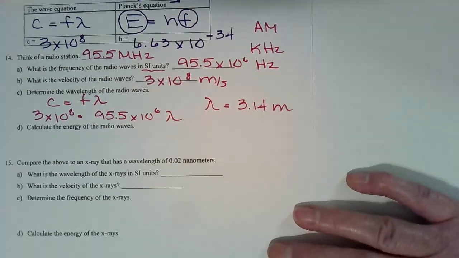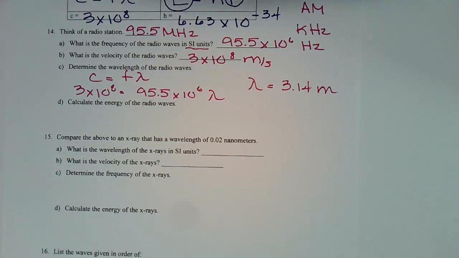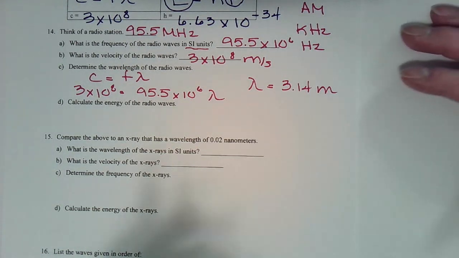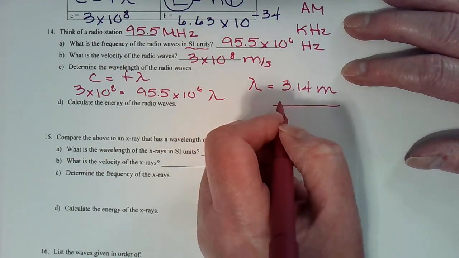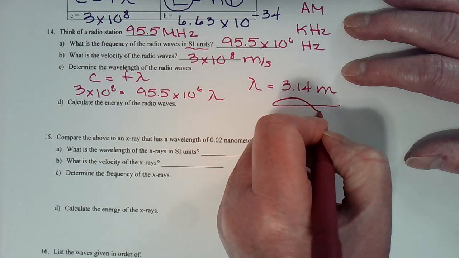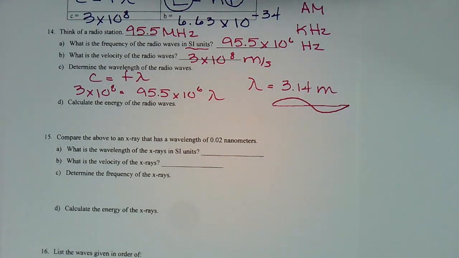3.14 meters. If we were in class, I would take out a piece of rope and we would spread that rope out 3 meters, or cut the rope to 3.14 meters, spread it out like this, and then kind of make a crest out of it and a trough out of it, so you can kind of get a visual of what that radio wave looks like as it's in our classroom, or as it's in your house, or as it's out in the air.